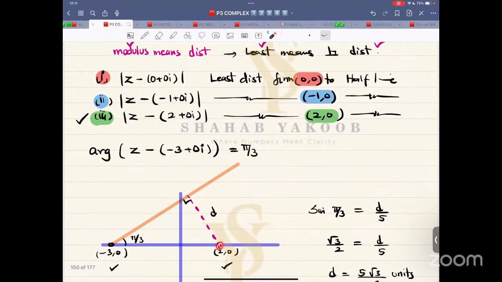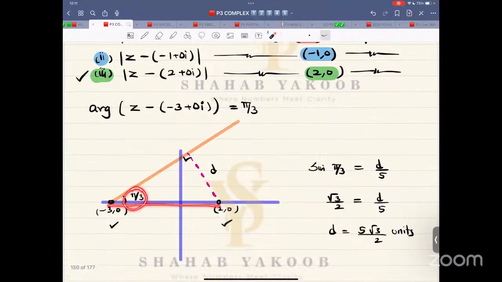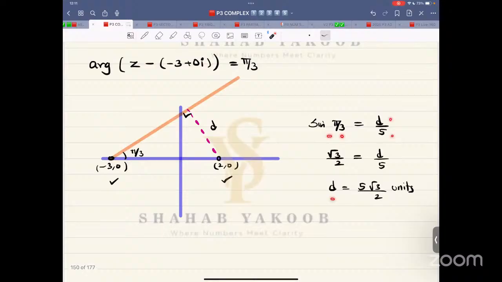And I want the shortest distance from 2, 0. So this is 5 units. This is pi by 3. Sine of pi by 3 is d over 5. D is this much.